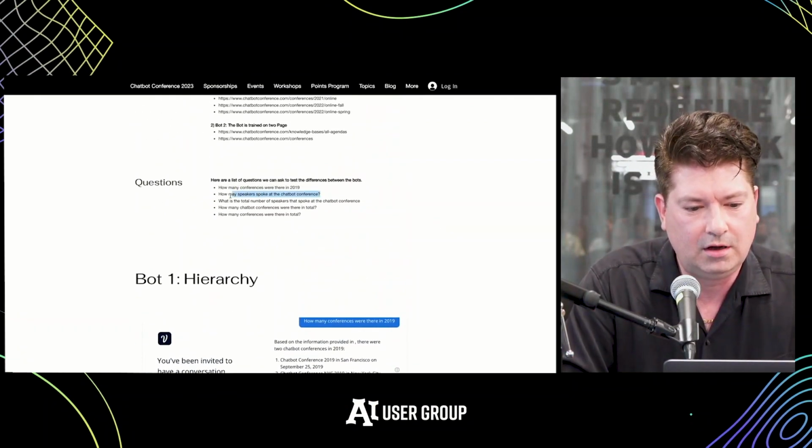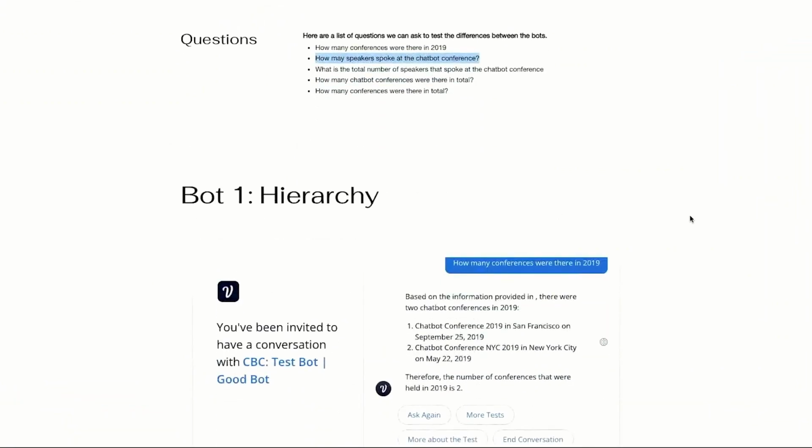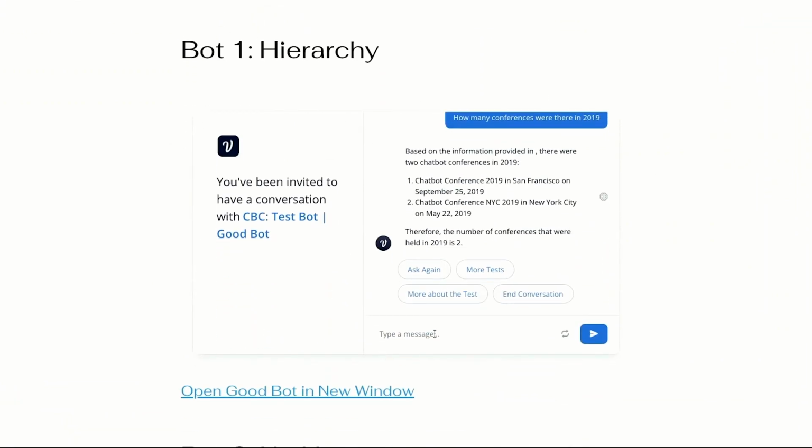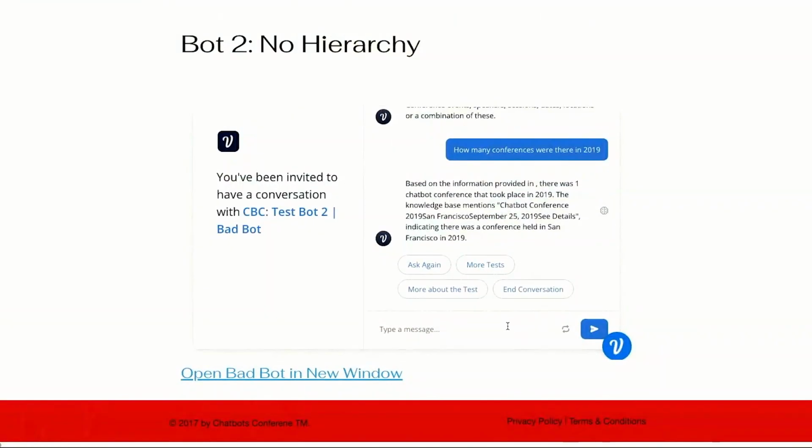So if we ask it a question like, how many events were there versus how many conferences were there versus how many chatbot conferences were there, I'm wondering if there's going to be a difference in the responses. Because again, that's how you tie up your concepts and ideas. What you need to do in your data is define and connect these 3 concepts, that a chatbot conference is also a conference and it's an event, and that all conferences are chatbot conferences. So we'll ask BadBot a question, how many events were there?